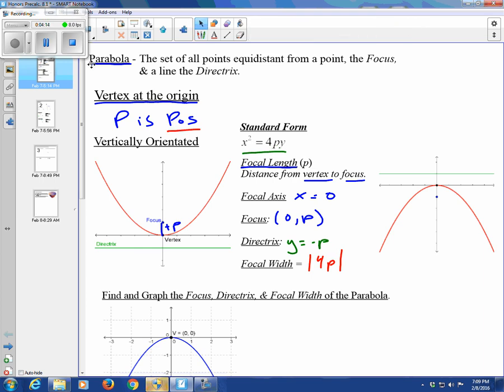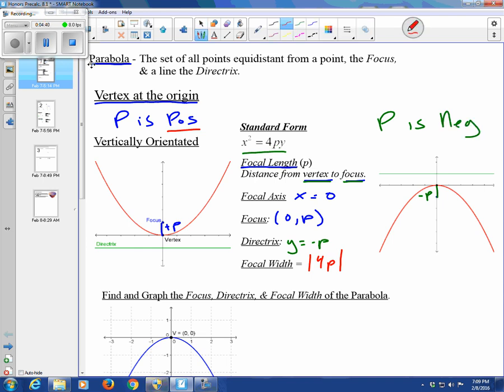To the right, we have a parabola opening down. And now if we look at that distance from the vertex to the focus, we can see that we have a length of negative p. And so right here, with a parabola opening down, we want to take note that p is negative.